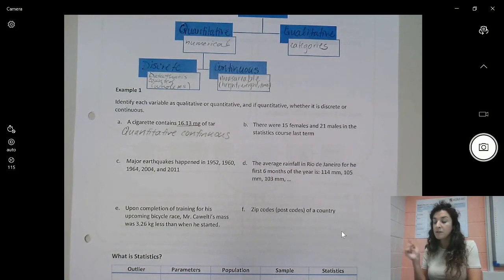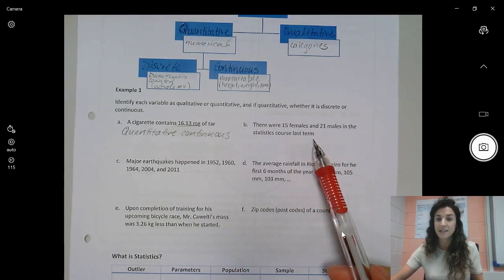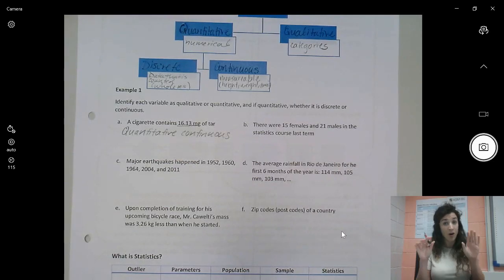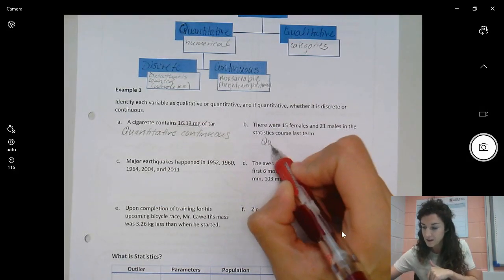There were 15 females and 21 males in the statistics course last term. While there are numbers, since we're separating it into categories, that means it's going to be qualitative.